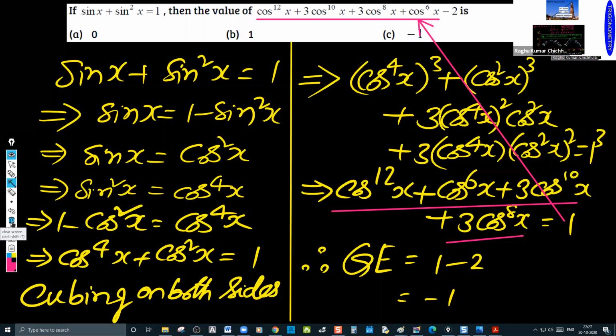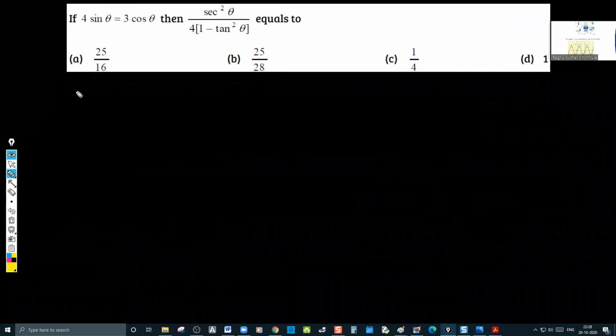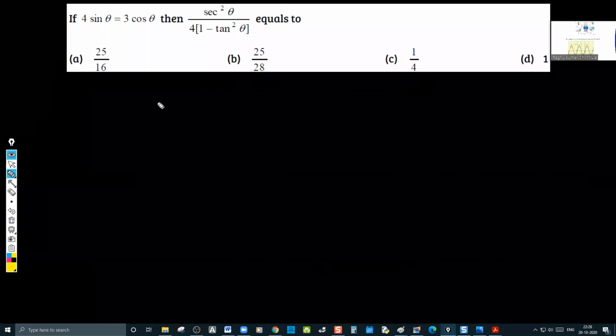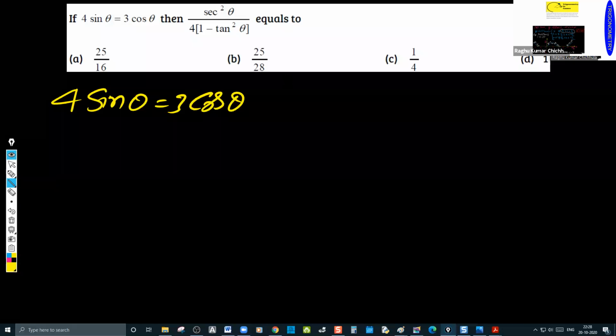I'm erasing this. I'm going to the next problem. Let us close the session with this problem. Can you help me out in doing this, both of you? What is given? 4 sin theta is equal to 3 cos theta.